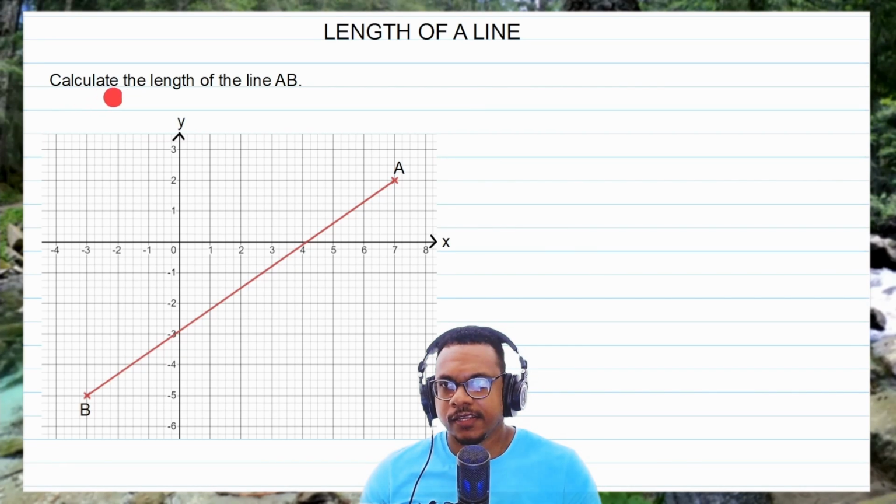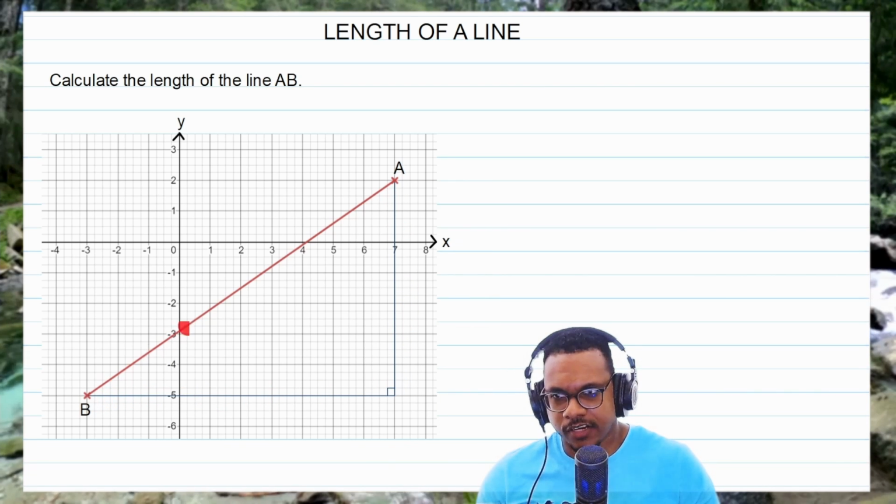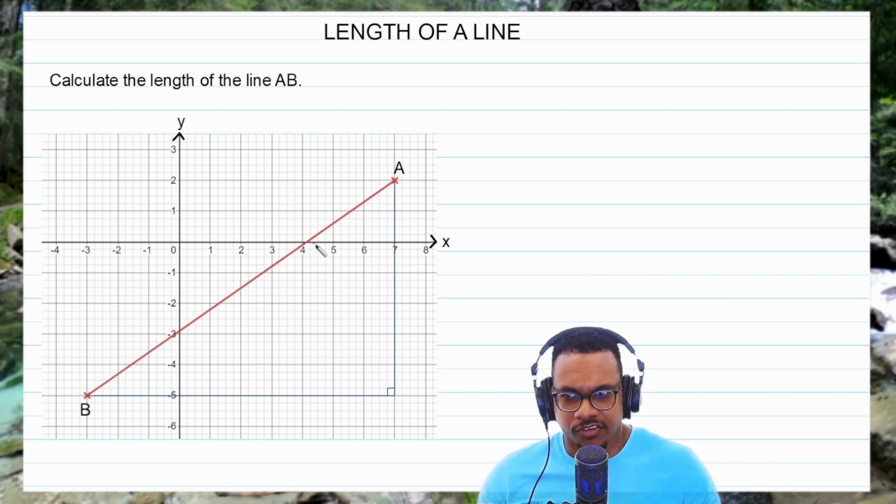Here we are going to calculate the length of the line AB. So this is the straight line AB. One of the first things we're going to look at is how to use Pythagoras theorem to find the length of this line. What I've done here is form a right angle triangle where AB is the hypotenuse of that right angle triangle.